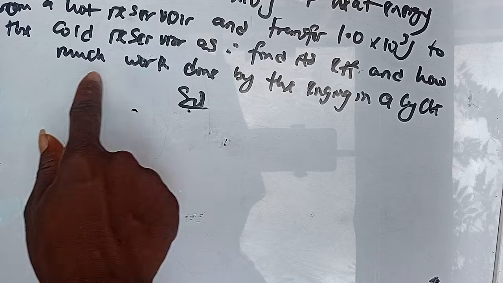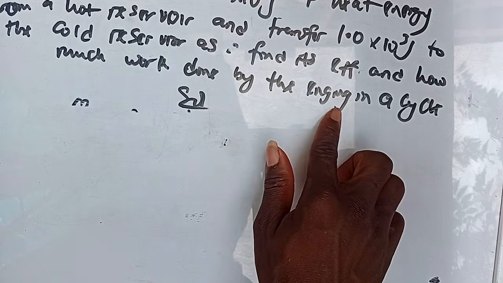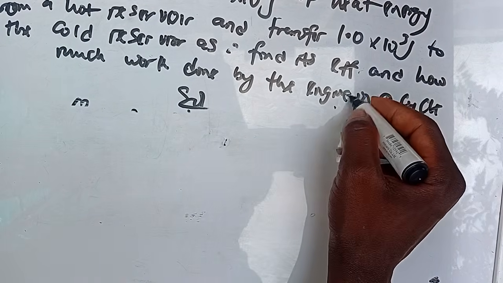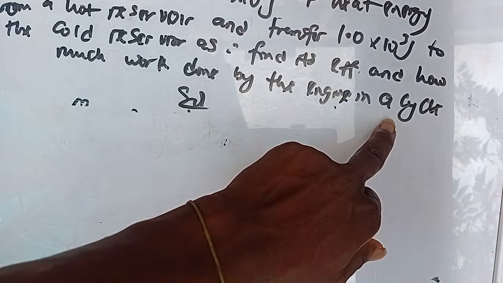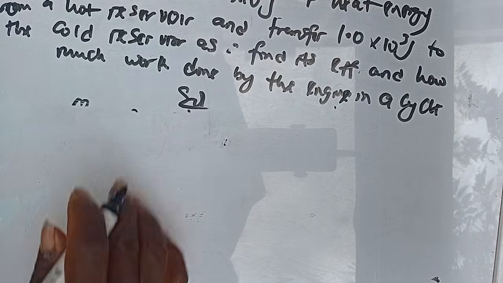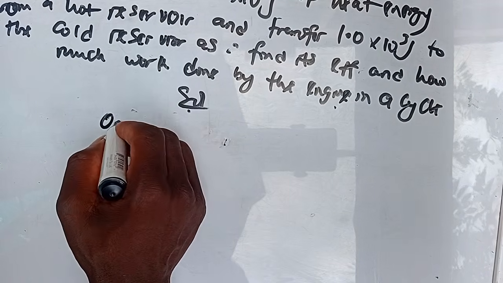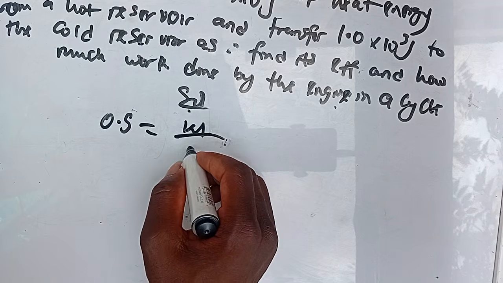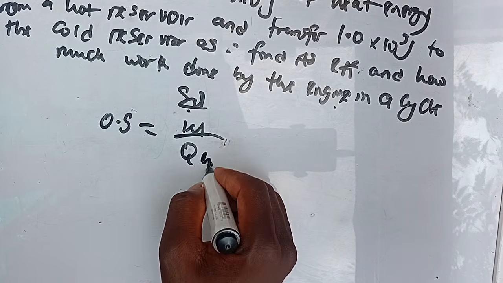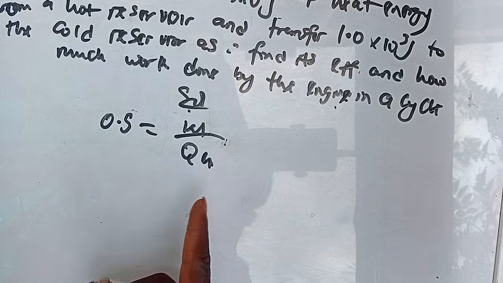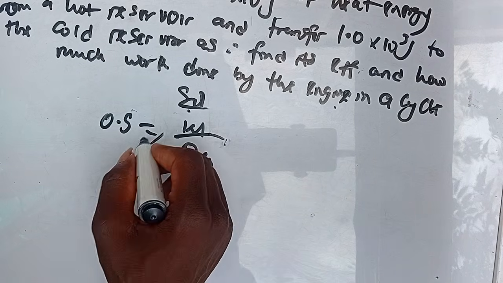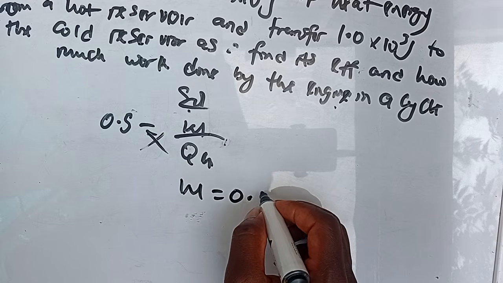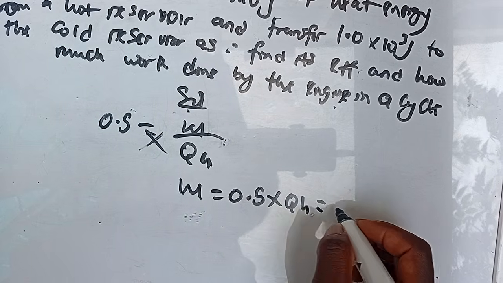The next one asks how much work is done by the engine in a cycle. They can ask you in 2 cycles, in 3 cycles, but this is in 1 cycle. So now we know our efficiency, what did we get earlier? 0.5 equals W over what? QH. I hope we do not forget, this is another formula. Efficiency is W over QH. We used 1 minus QC over QH earlier because of the values we have. Both are actually equal. So if we cross multiply, that means W equals 0.5 times what? QH. Right?